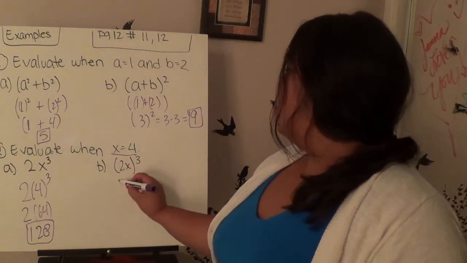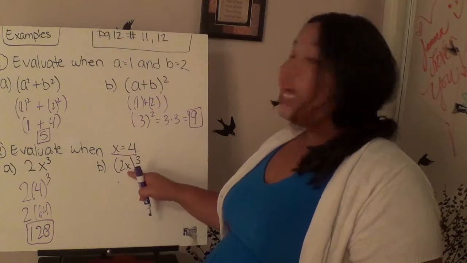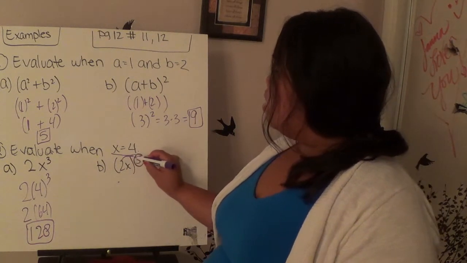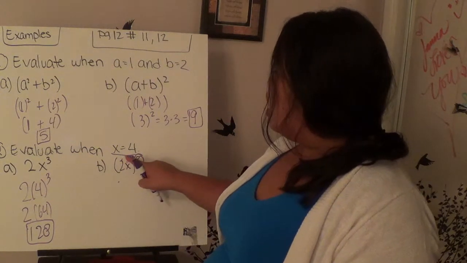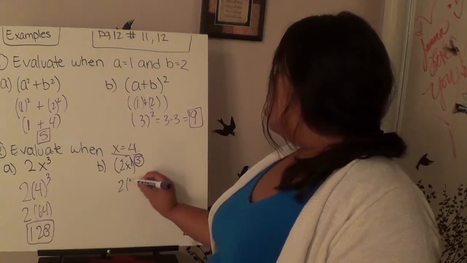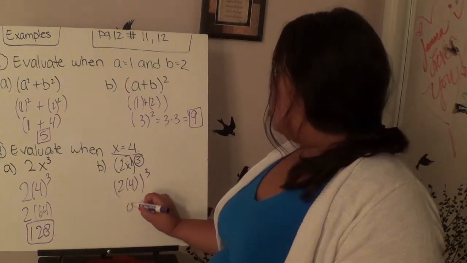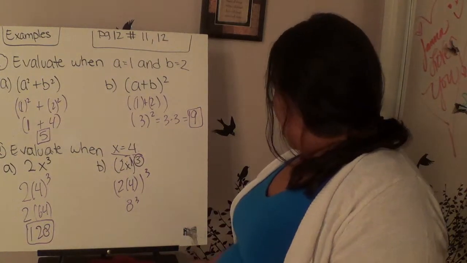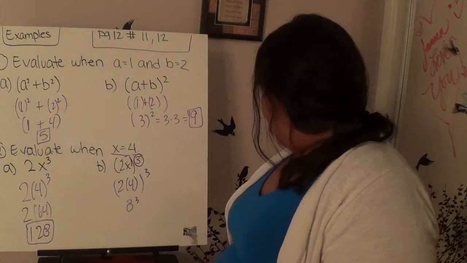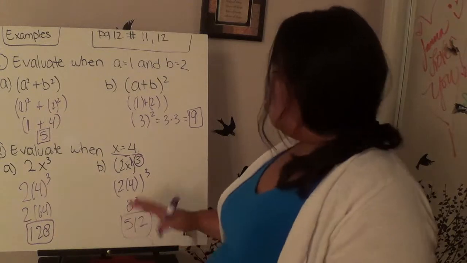So let's try this one. This one, now, because it's in parentheses, this 3 applies to both. So what I'm going to do is I'm going to take this, and I'm going to distribute it to both. Actually, an easier way to do this, you could distribute it to both, or I can just do 2 times 4, okay, which is 8, and then just cube it. So 8 times 8 is 64, times another 8, which is 512. So ignore that distribution thing.